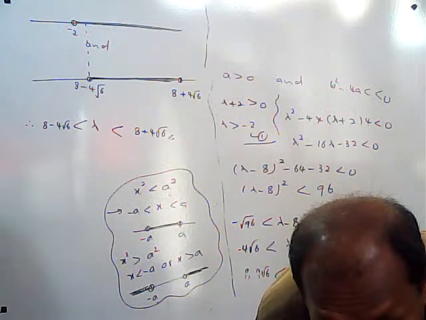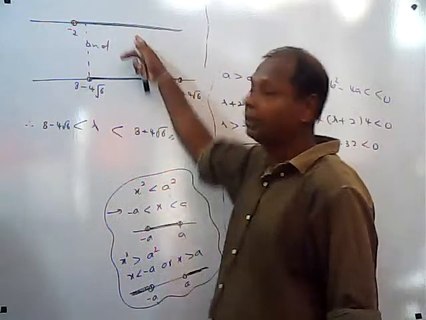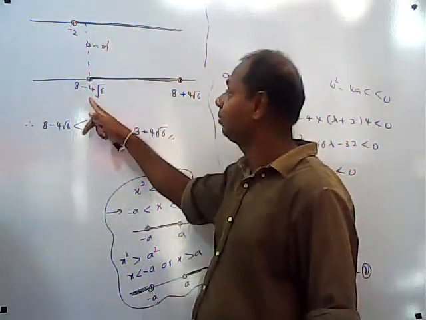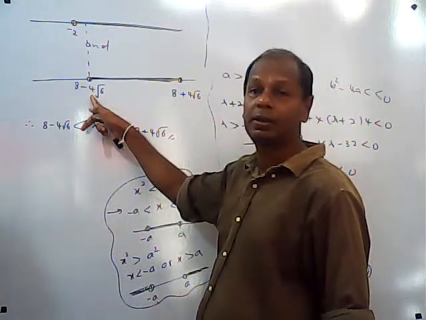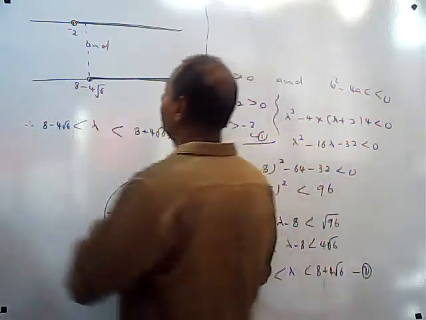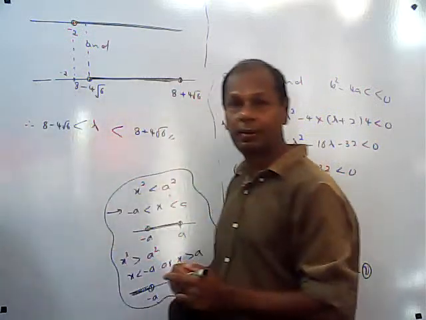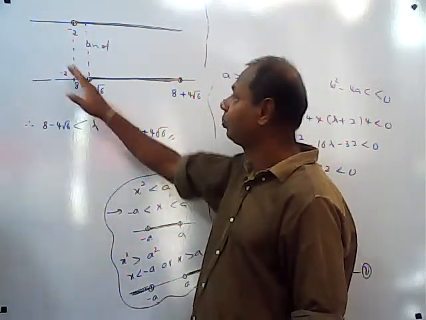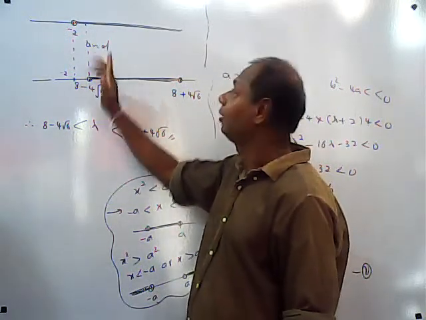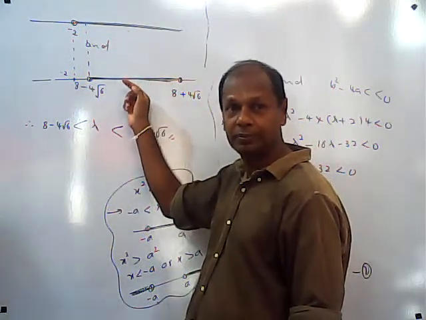Why don't we take minus 2 for lambda? It has to satisfy both of these, children. Lambda has to be greater than minus 2. At the same time, it has to be greater than 8 minus 4 root 6. You see in this, minus 2 is somewhere there. 8 minus 4 root 6 is somewhat bigger than that, to the right of that. So lambda has to satisfy both requirements, both conditions.